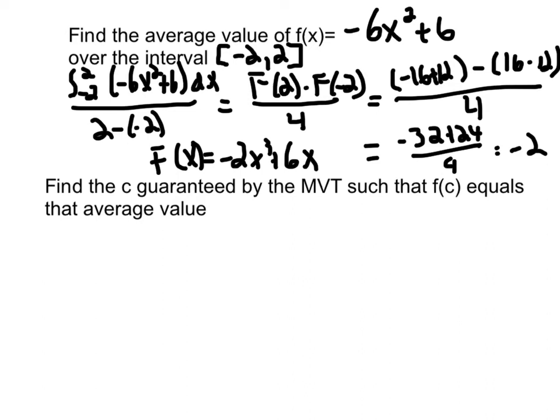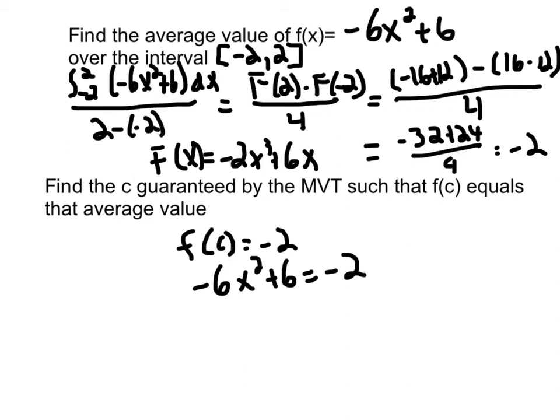Now, find c guaranteed by the mean value theorem such that f of c is equal to the average value. So I'm trying to solve f of c is equal to -2, or -6x squared plus 6 is equal to -2. Solving, I get x is equal to plus or minus the square root of 4/3.